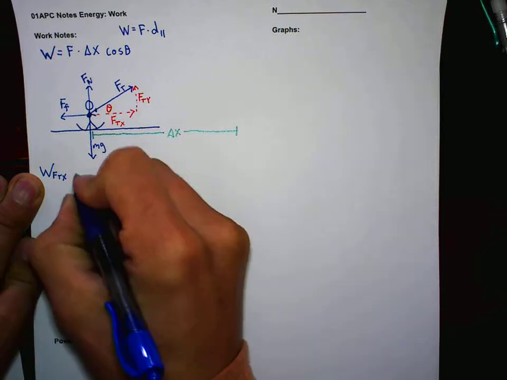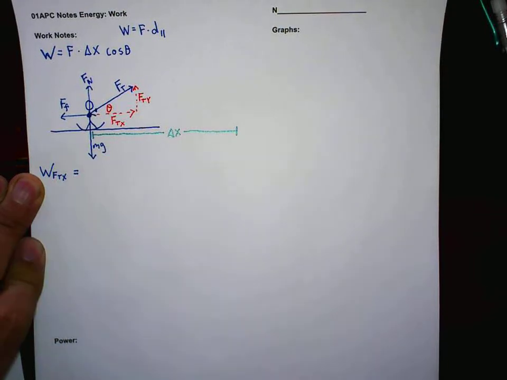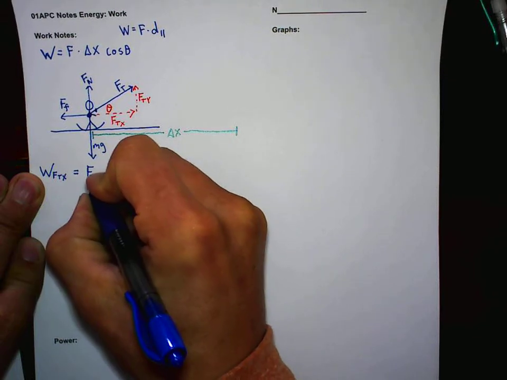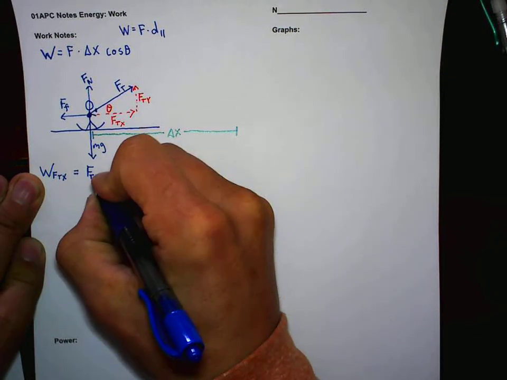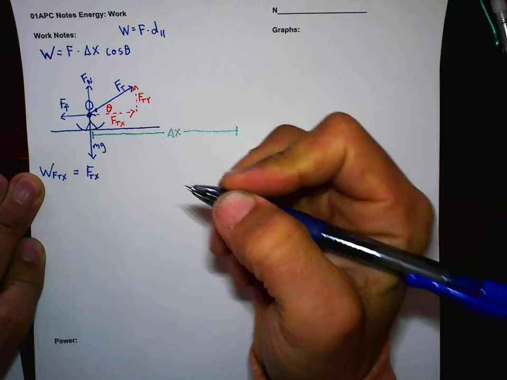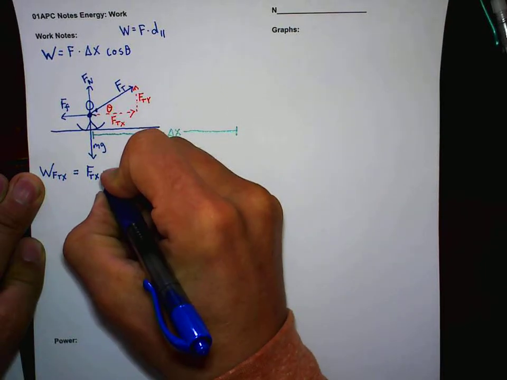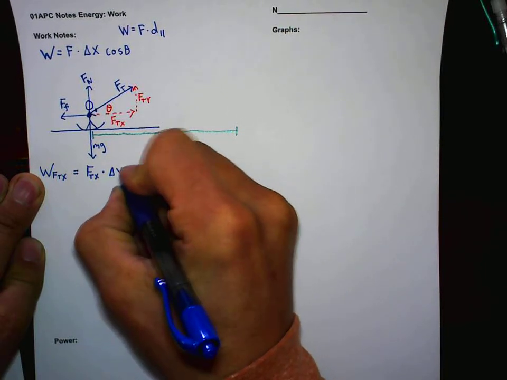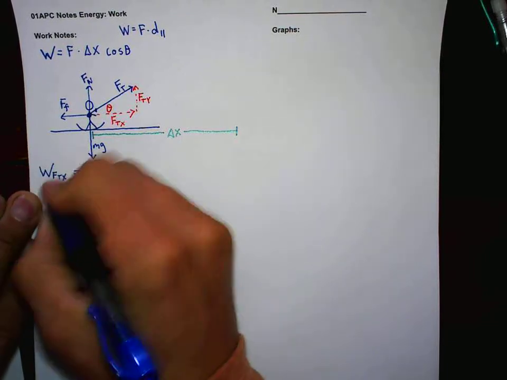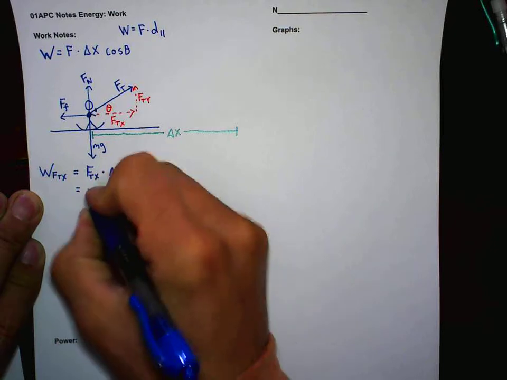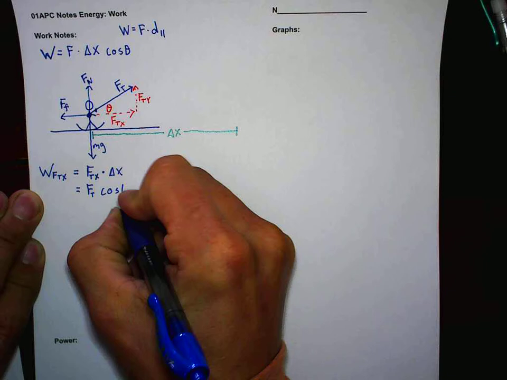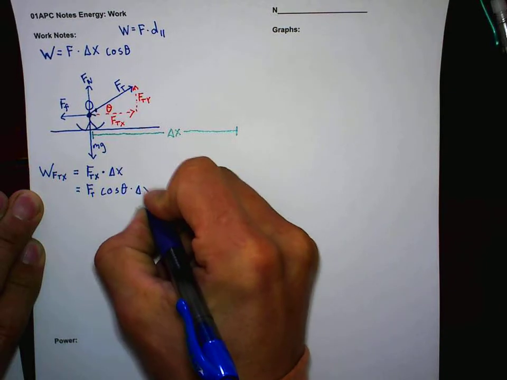All right, what we're going to do here is we're going to say force of tension in the x direction times the displacement. Now if we're going to do that to calculate the force of tension in the x, that's going to be force of tension times the cosine of theta times our displacement.